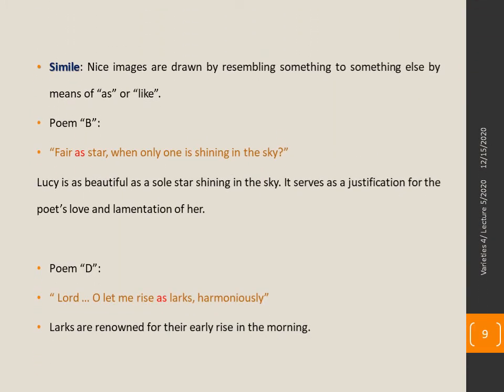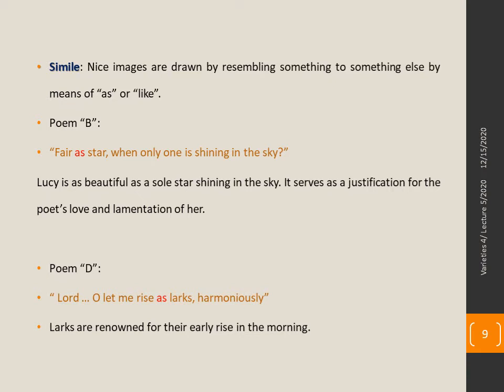Now we're going to see some of the devices or figures of speech that are used a lot by poets in particular, such as simile. Simile refers to images drawn by resembling something to something else, of course, by using "as" or "like." In poem B, we have "fair as a star, when only one shines in the sky." So Lucy is as beautiful as a sole star shining in the sky. It serves as a justification for the poet's love and lamentation of her.